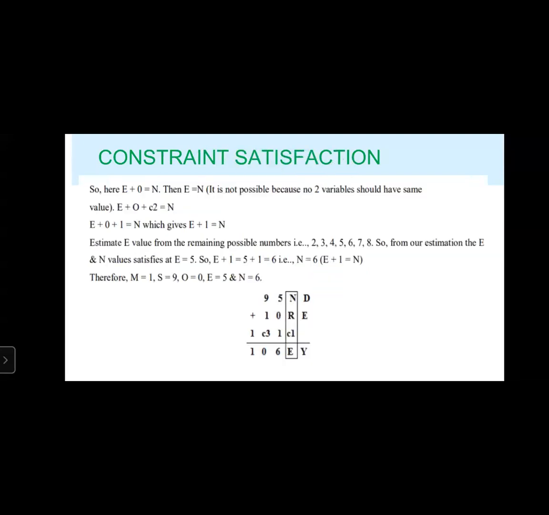So here E plus O equal to N. That means E plus 0 equal to N, then E equal to N. It is not possible because no two variables should have the same value.